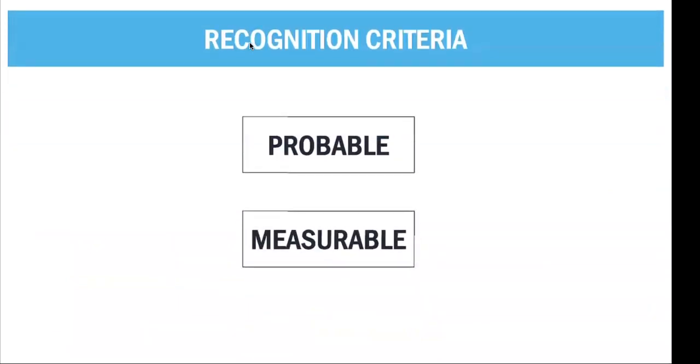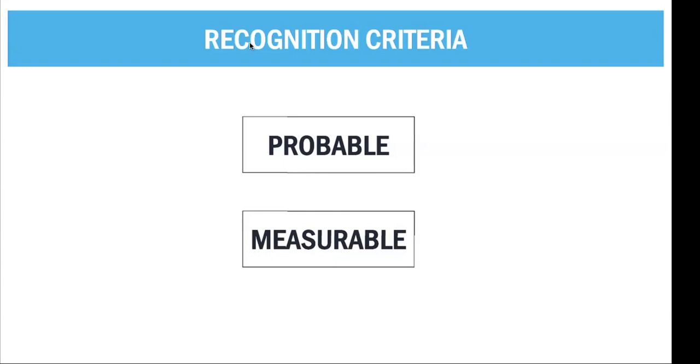So what is the recognition criteria for a liability? We're done with the definition of liability. We go now with the recognition criteria of a liability. How do we recognize a liability? We recognize a liability if it's probable and measurable. When can we say that a liability is probable and when can we say it is measurable?